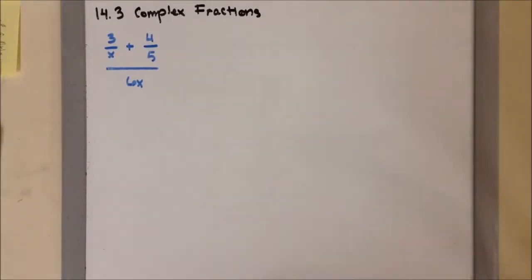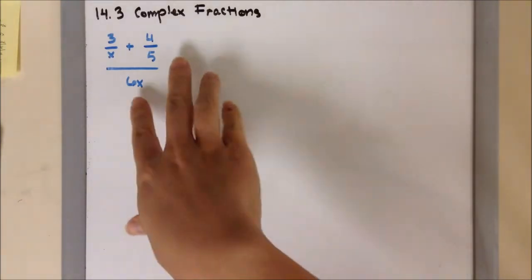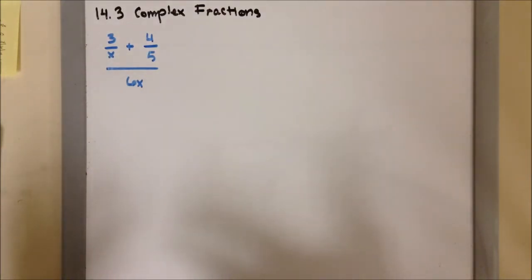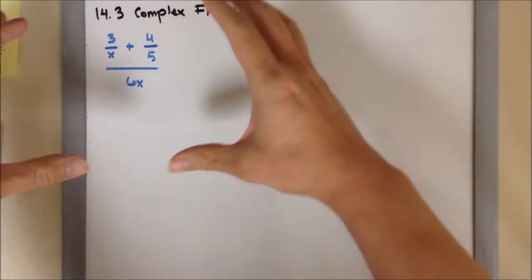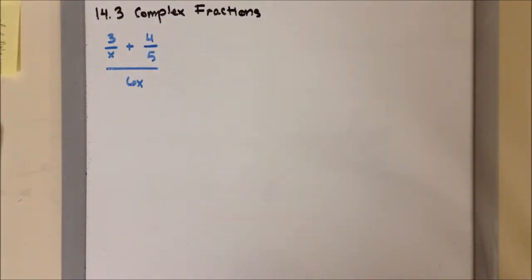Welcome to section 14.3, complex fractions. So in this section, when we talk about a complex fraction, it basically means that you have some parts of fractions within the fraction. Here I have an example where we have two fractions at the top, in the numerator of the overall fraction. And when we are working with a complex fraction, you're basically trying to simplify it or make it into a simple fraction.